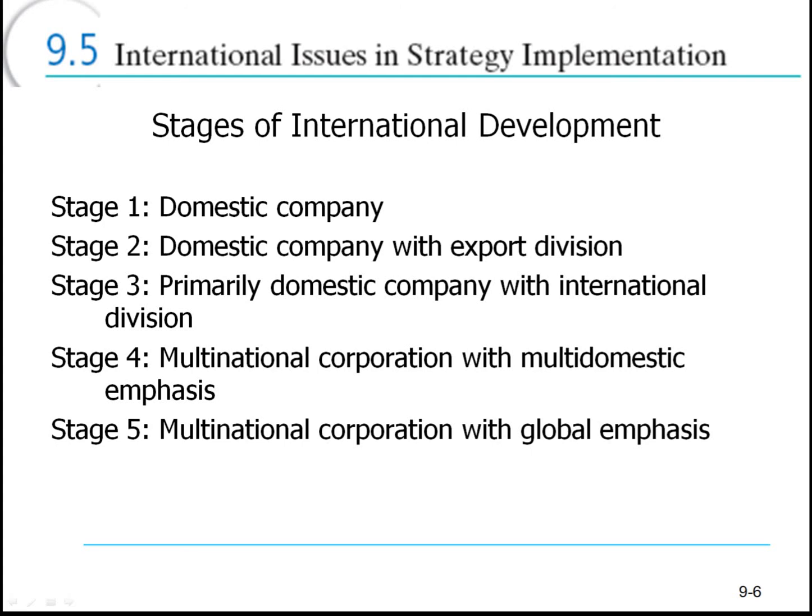Next, you have stage 4, a multinational company with multi-domestic emphasis. This is what I was describing earlier about a company that is operating in multiple countries, but each country has its own unique strategies that it's implementing. And those strategies and products may differ drastically from one country to another. The last stage you have is called multinational corporation with a global emphasis. This is what I was calling a global organization. And in this type of structure, you have one single strategy that is implemented across the entire world, single branding. You may have some slight customization of products per country depending on consumer tastes and preferences, but in general, the base product is the same across the entire globe.